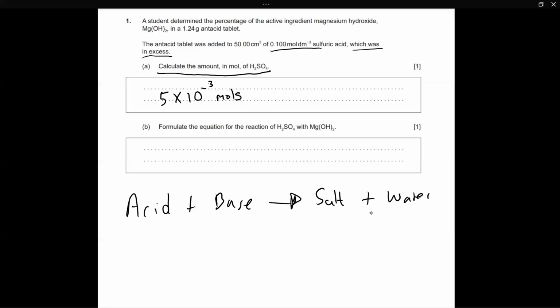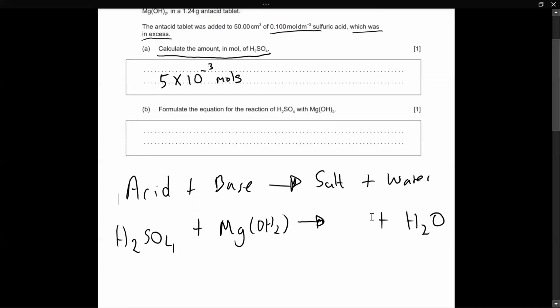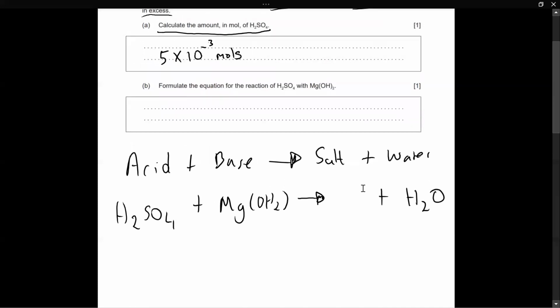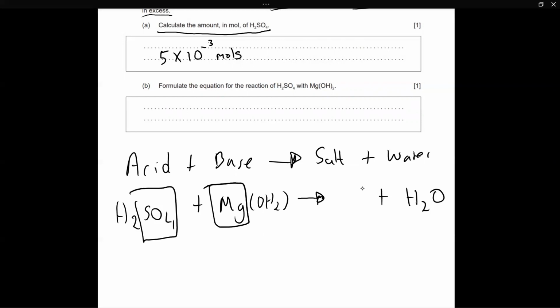Now, we already know 3 of these things. We know the acid, which is H2SO4. We know the base, which is Mg(OH)2 or magnesium hydroxide. We know what water is. Water is just H2O. All we need to do is figure out what the salt is. And let me tell you a quick tip, which will help you find the salt very easily. The salt which is formed by the reaction of an acid with the base is made up of 2 things. It is made up of the negative part of the acid and the positive part of the base.